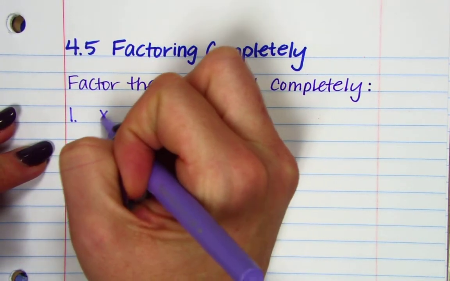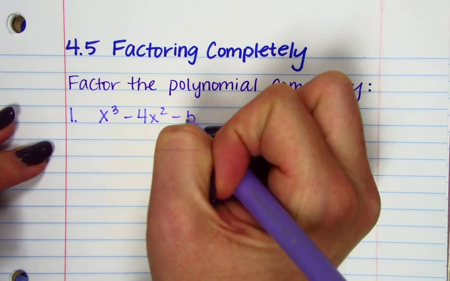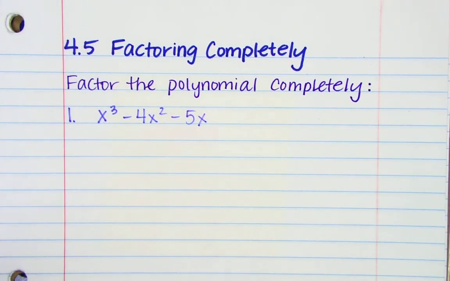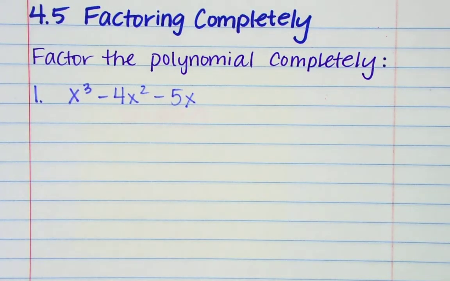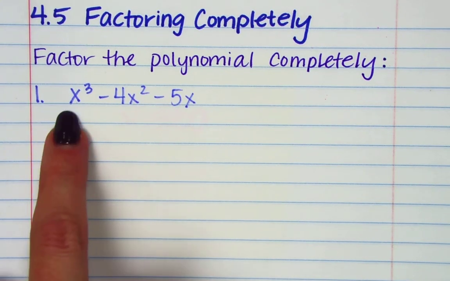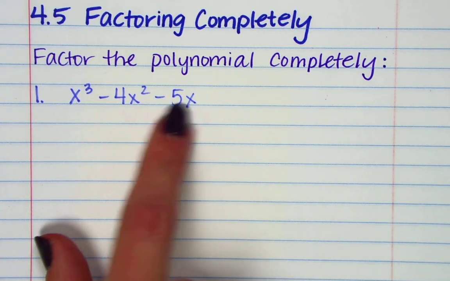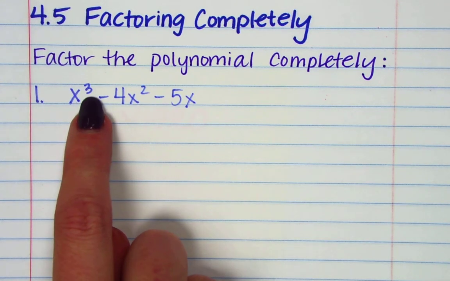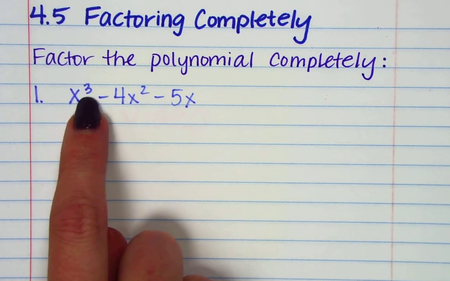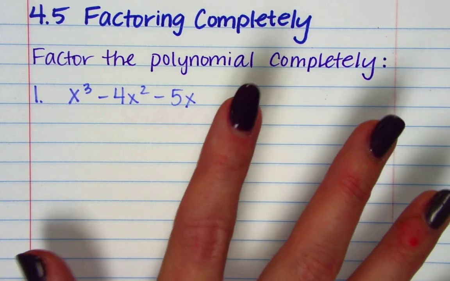Okay, x cubed minus 4x squared minus 5x. Okay, now this looks kind of like what we factored last class. But it starts with x cubed. Remember what we factored last class was trinomials, but it started with x squared. Okay, and anytime it starts with one that's a degree higher than x squared, I would try to factor out the GCF, the greatest common factor, if you can.